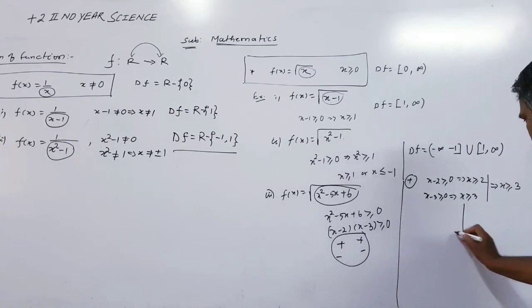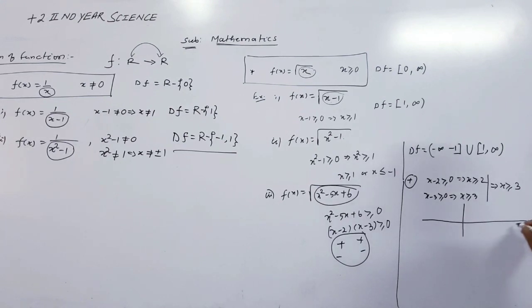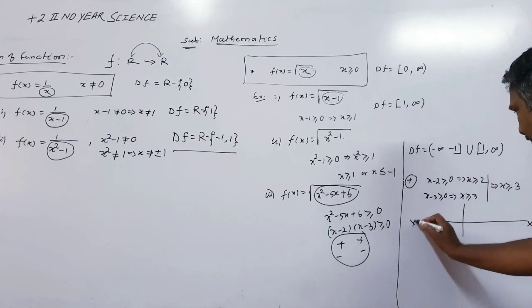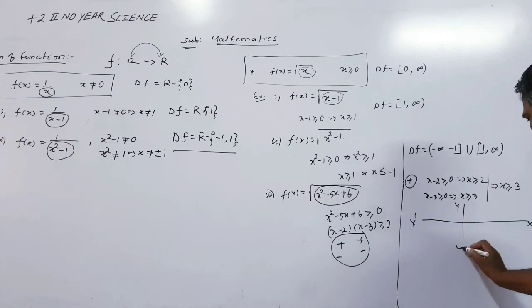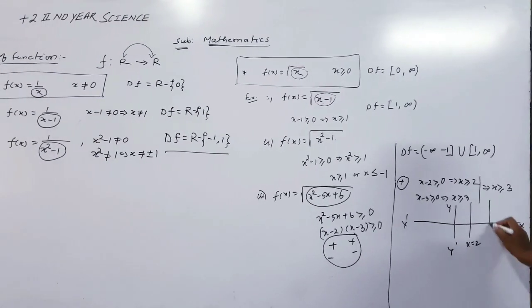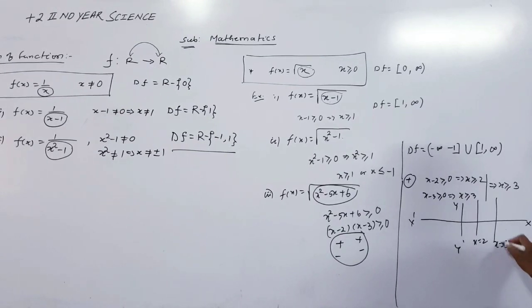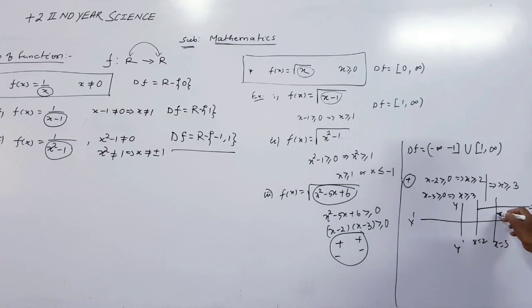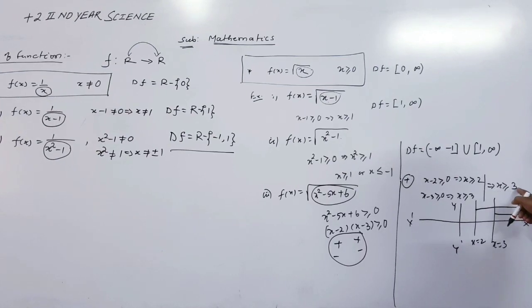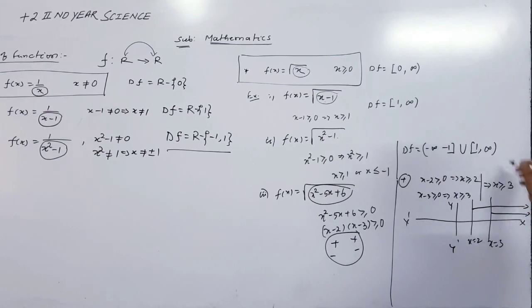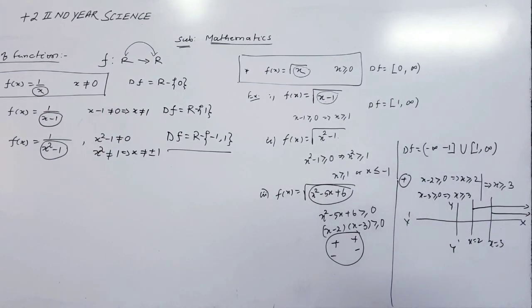Now if you draw a real line, suppose this is x' and y'. Let us say this is x = 2 and this is x = 3. One is greater than or equal to 2, another is greater than or equal to 3. Now if you combine these two, what is the common part? So the common part here is x ≥ 3. Now second case.